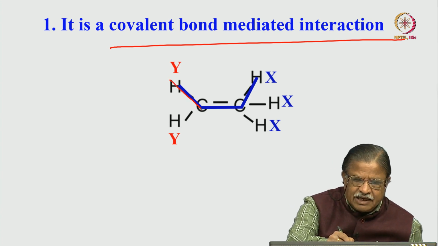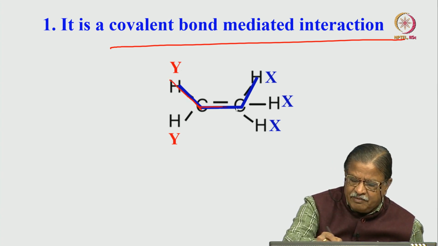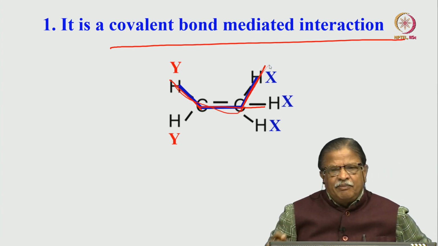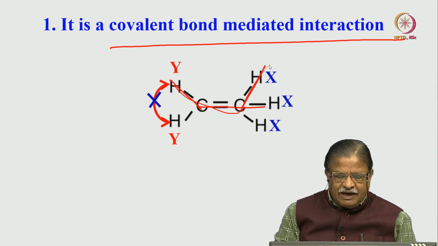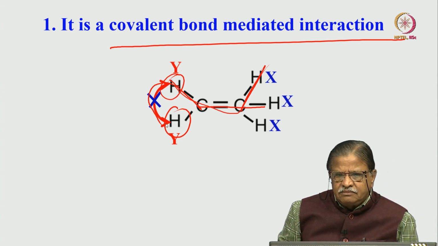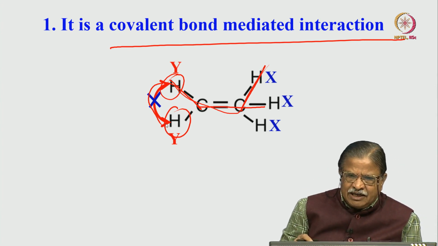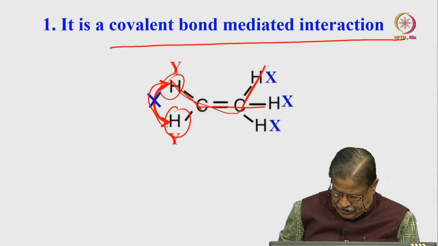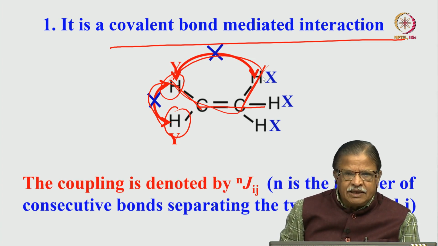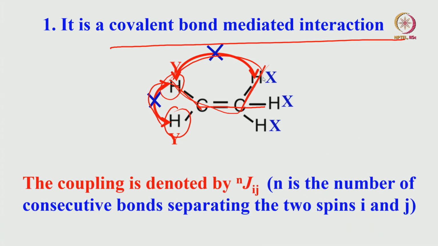This proton can give its polarization to this carbon, and this carbon to this proton. The polarization transfer takes place through chemical bonds, that is allowed, whereas direct polarization transfer from this proton to this proton through space is not allowed. This is one of the salient features of scalar coupling. It is a covalent bond mediated interaction, and again this is not allowed through space. Second, this coupling is always denoted by J_ij, a term we use, like chemical shift is always referred to as delta ppm.